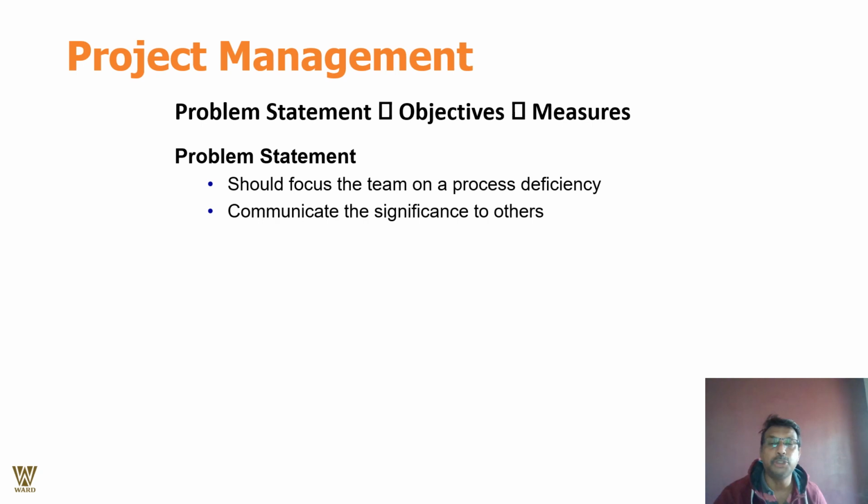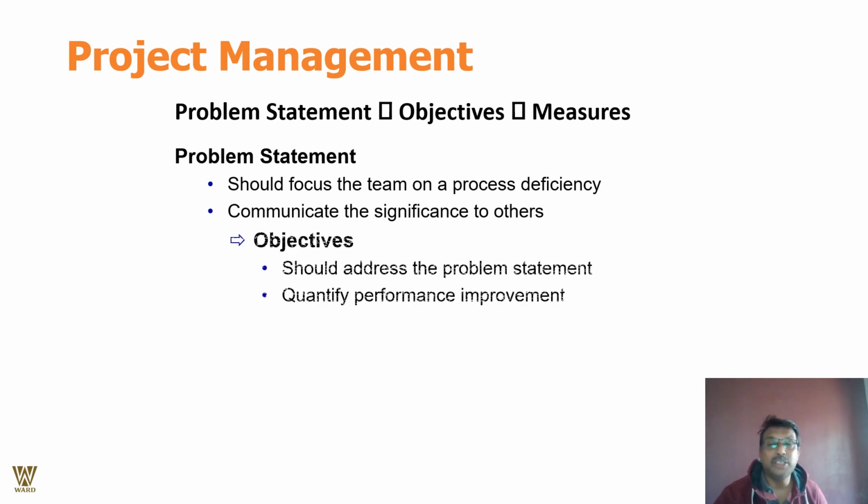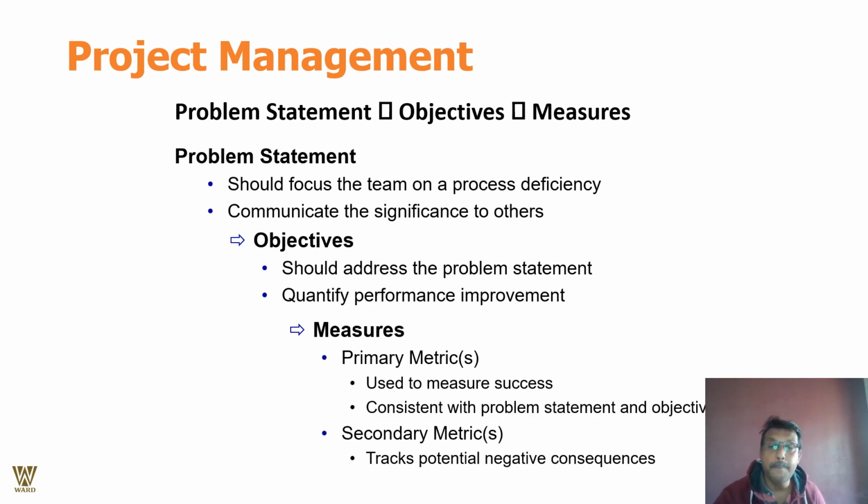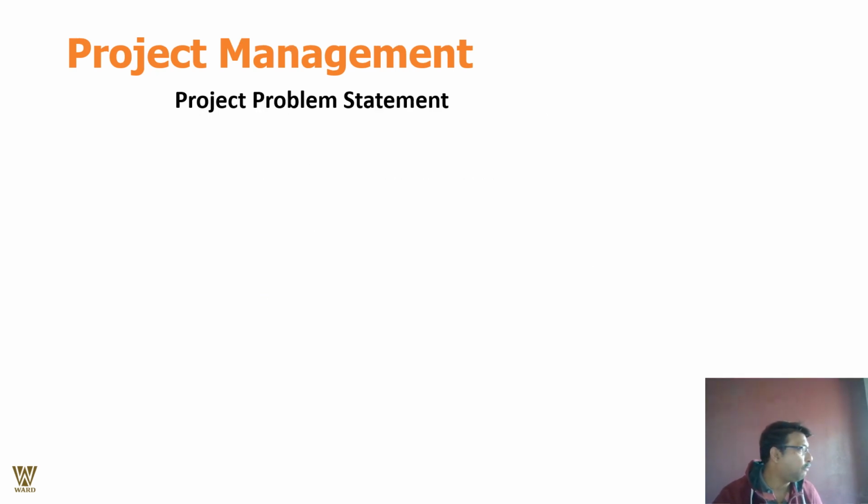Remember, the problem statement should focus on the process deficiency. It should communicate to the team members the significance of each other, and that is what the problem statement should be. The objective should address the problem statement and quantify the problem improvement or the performance improvement that is desirable. So what are we looking into? We are trying to measure the primary metric used to measure success, consistent with the problem statement and objective. Secondary metrics are all about the potential negative consequences.